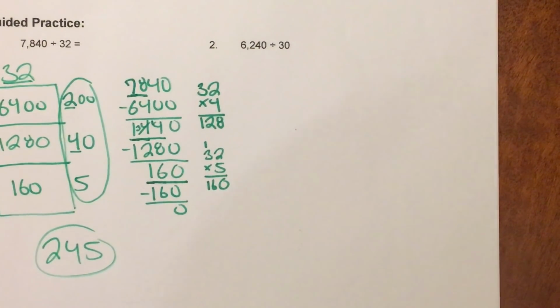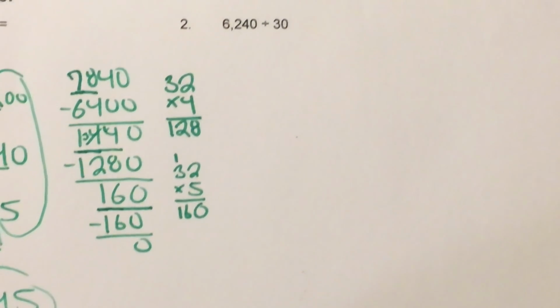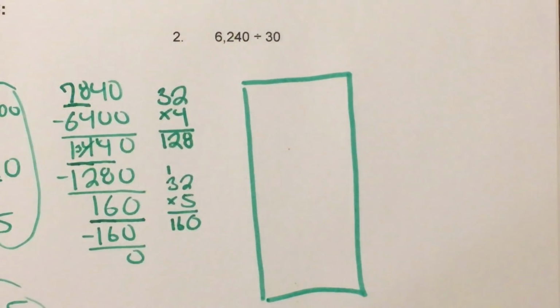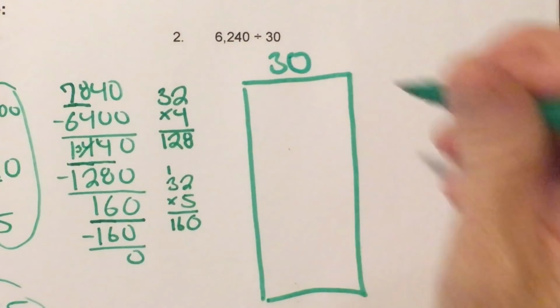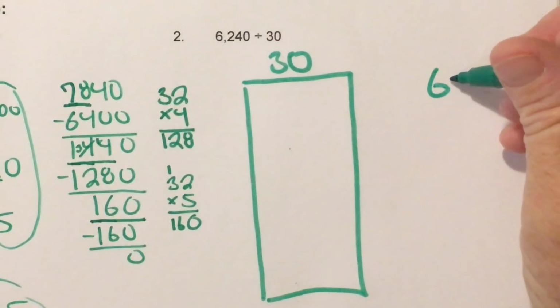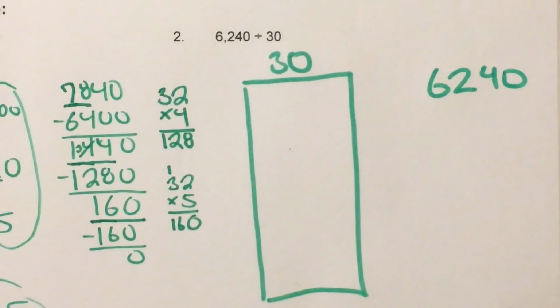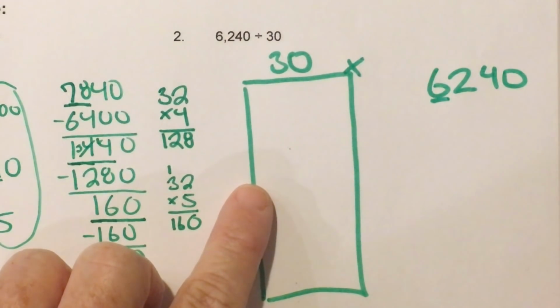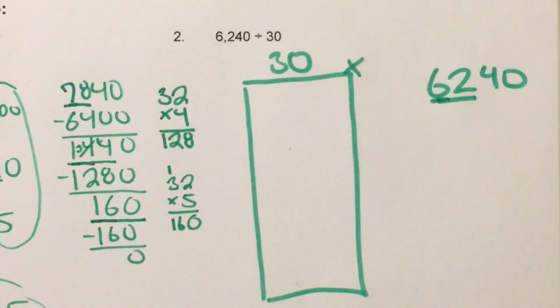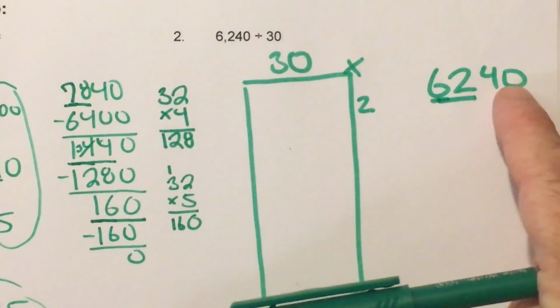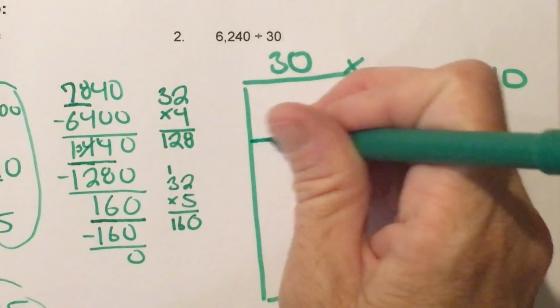All right, same idea. I'm going to follow my same steps from my last lesson. Step 1, I'm going to draw my rectangle. Step 2, I'm going to put my divisor on top. Step 3, I'm going to underline my dividend and try and figure it out. So can 30 fit into 6? No. Can 30 fit into 62? Yes. And you probably could do this without side work. I know it's going to be 2 times, but because of these, it's actually going to be 200 times.